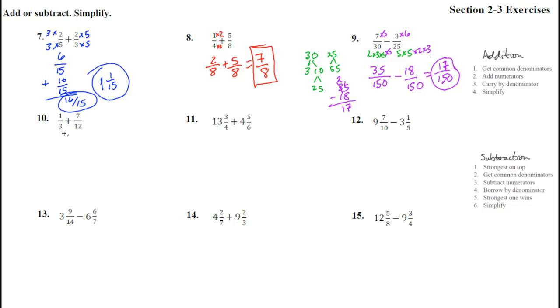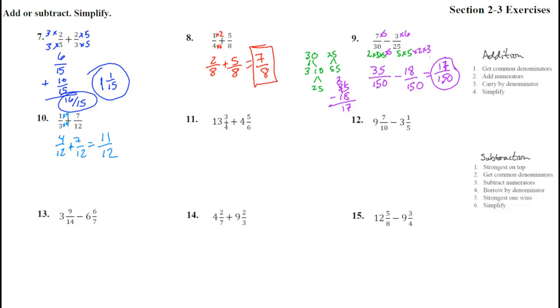1/3 plus 7/12. Let me see. 3 can go into 12, so hey, we could just change this one by times 4. We get 4/12 plus 7/12, and that equals 11/12. No simplifying to do there. All right, what number are we on?